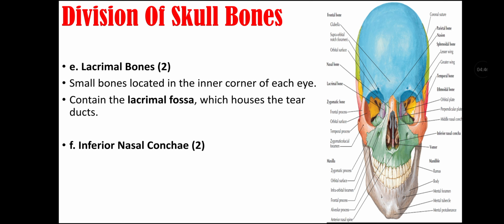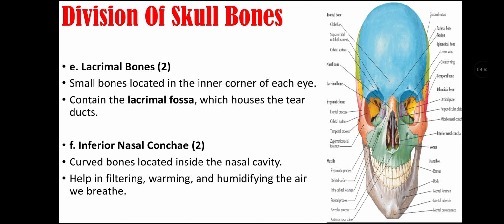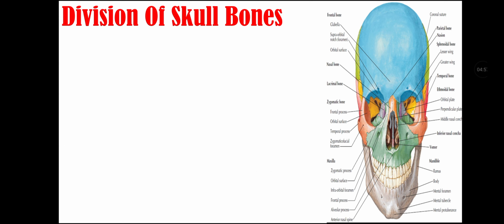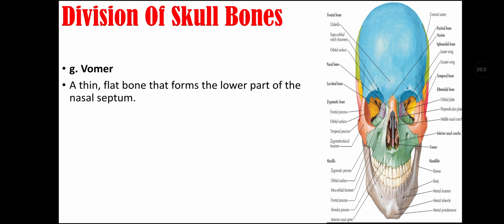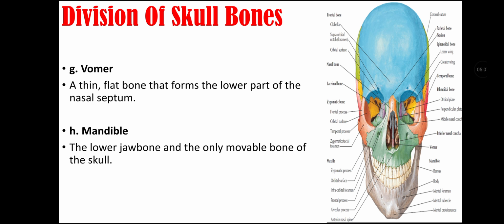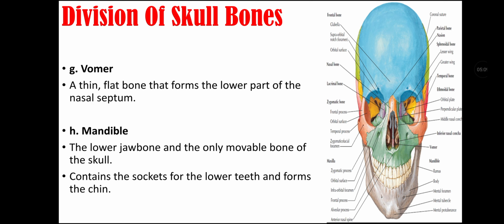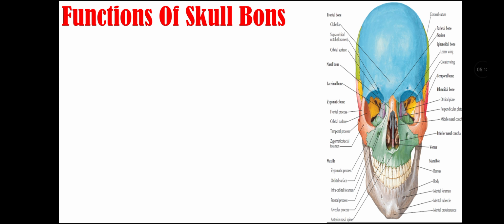The next facial bone we have is the inferior nasal conchae, that are also paired bones. They are curved bones located inside the nasal cavity. They help in filtering, warming and humidifying the air we breathe. The next facial bone we have is the vomer, that is a thin flat bone that forms the lower part of the nasal septum. Next we have the mandible, that is the lower jawbone and the only movable bone of the skull. It contains the sockets for the lower teeth and forms the chin.